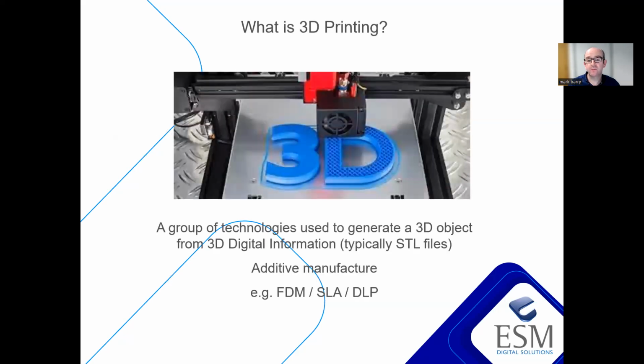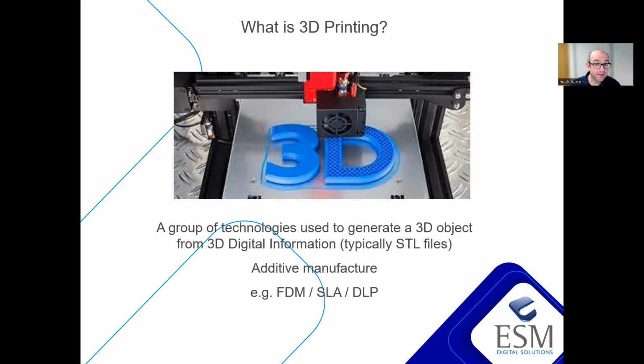Let's have a quick look at different 3D printing technologies. If we were to define what 3D printing is, it's a group of technologies used to generate a three-dimensional object from three-dimensional information, typically an STL file. I'm sure you're becoming more familiar with that type of terminology. 3D printing is often called additive manufacturing.